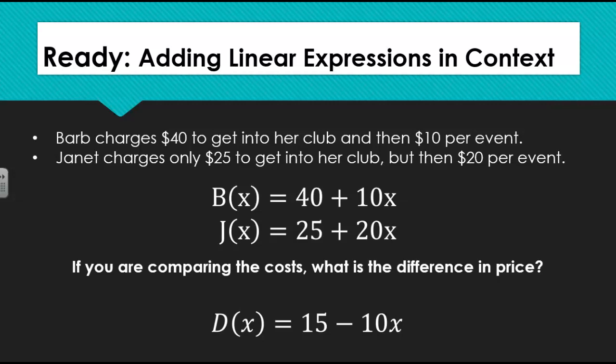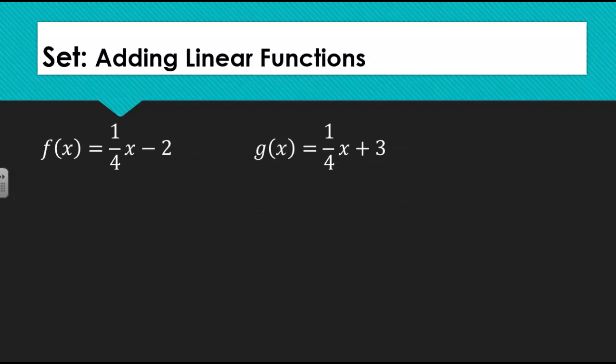D for difference of x equals 15, which we get from subtracting the 25 from the 40. And when we subtract 10x minus 20x, we're left with a negative 10x. So we have the function d of x equals 15 minus 10x. In the Set section, we are combining linear functions and determining features of the graphs.